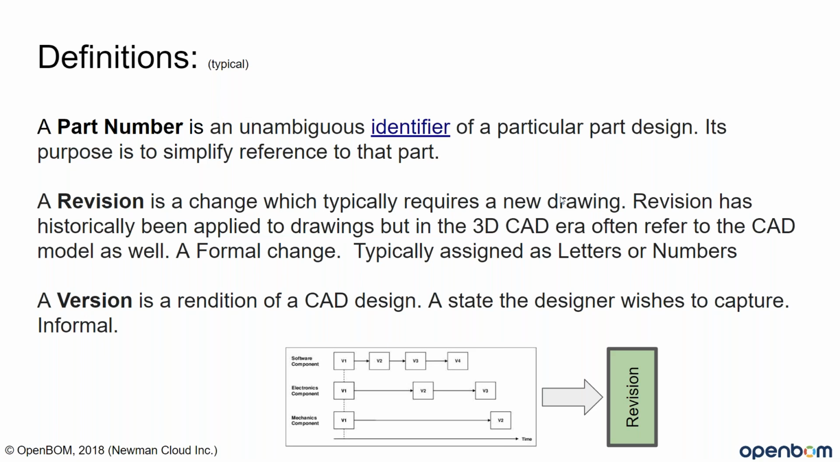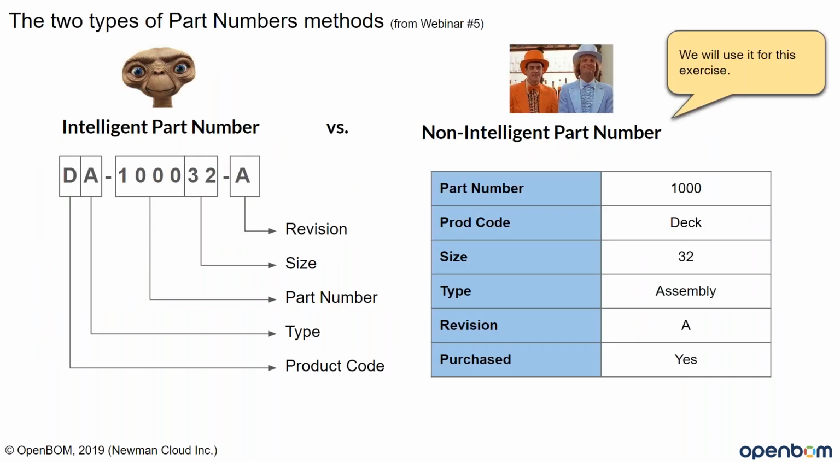Let me throw a slide here with a few definitions and just a quick little background. Description here of some terms we're going to use: part number, revision, and version. And the definitions of those are on the screen. Down there at the bottom, I'm using the word version to represent a rendition of a CAD design. Revision is the more formal roll up of all those versions that we're all familiar with. So we'll be discussing part numbers and revisions today.